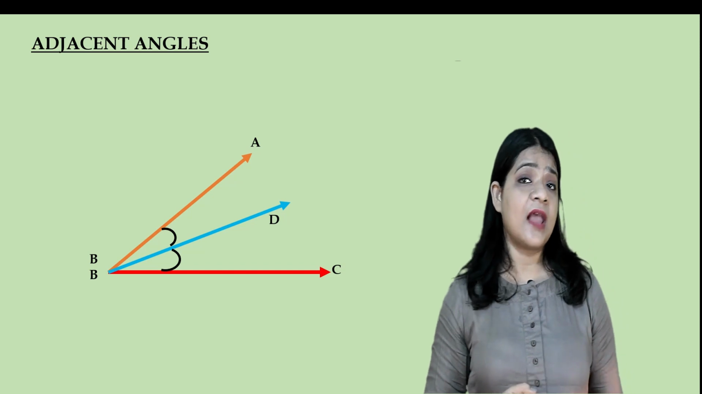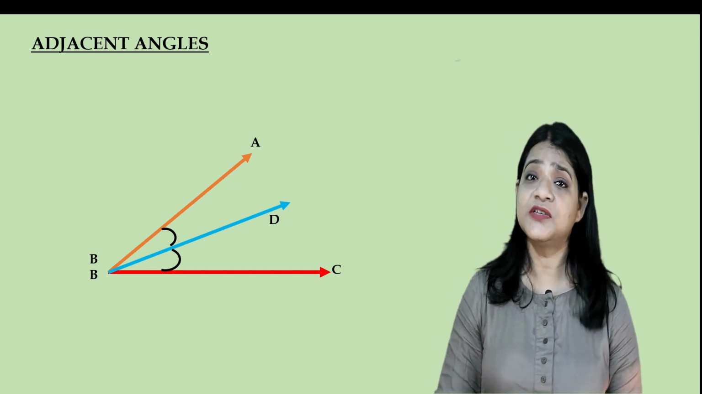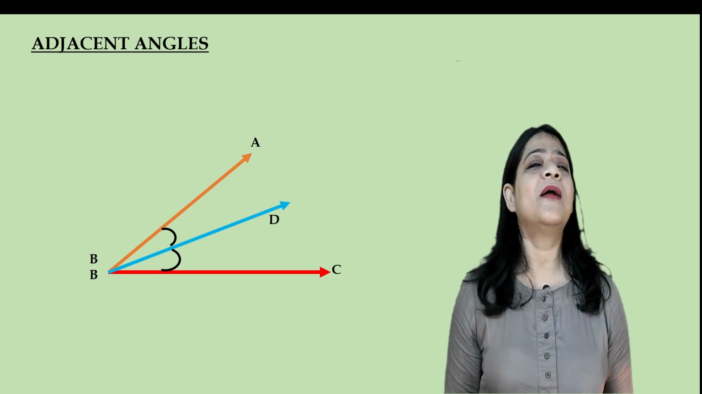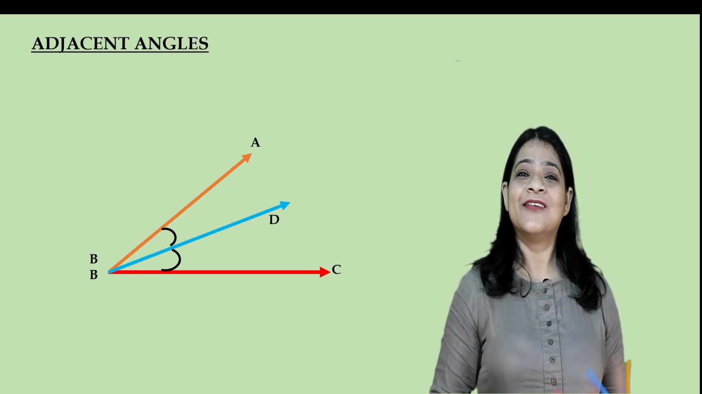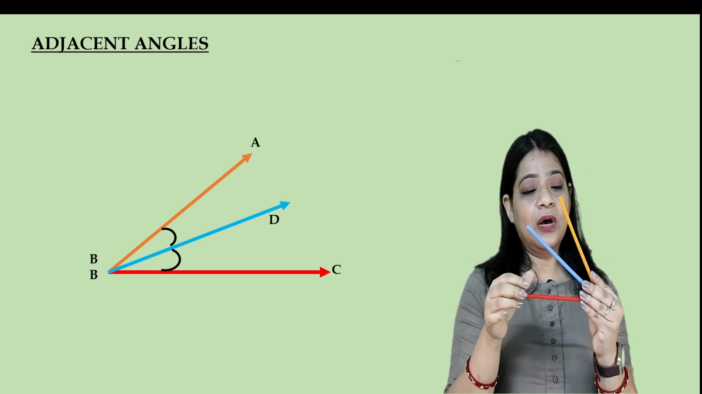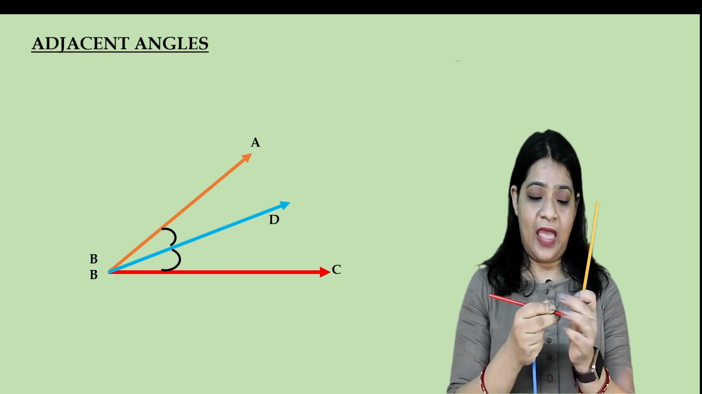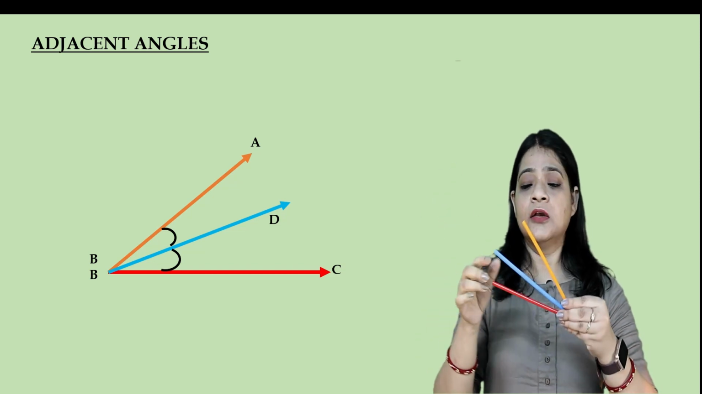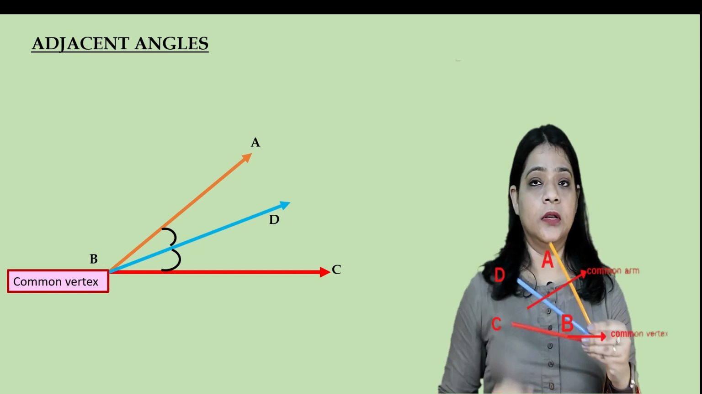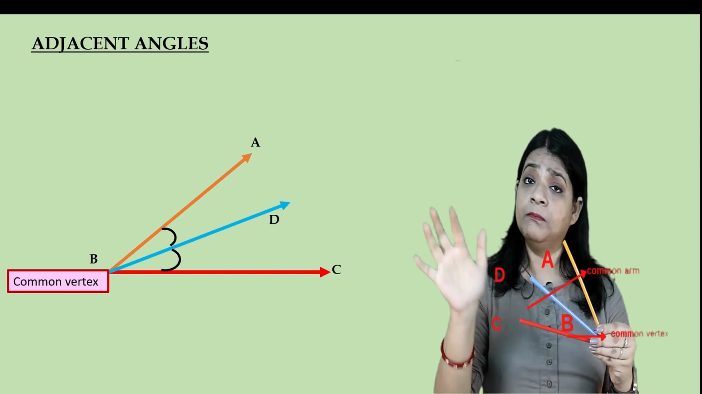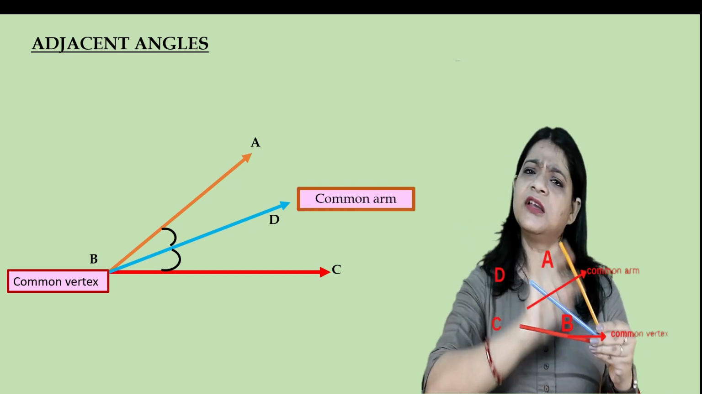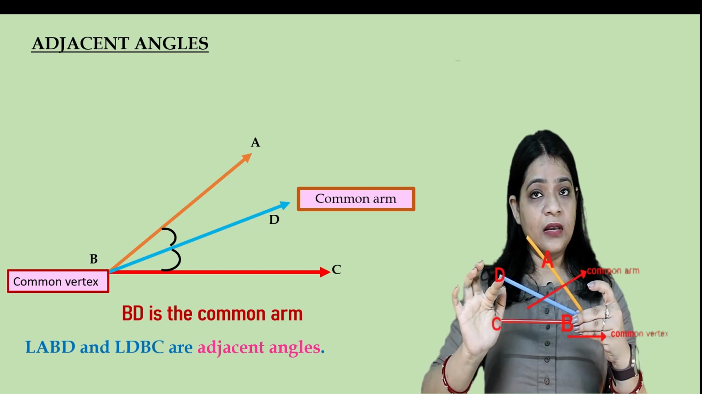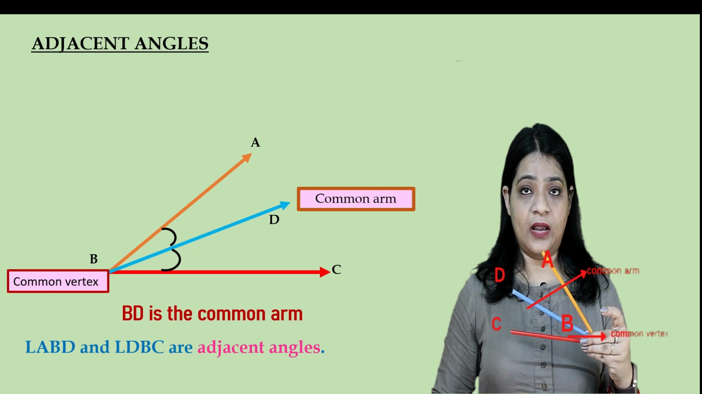Okay, now another important topic is what are adjacent angles. Going by the name, adjacent means neighbor, right? So the neighboring angles are called adjacent angles. Let us try to demonstrate it. Again we are taking one angle, and we are adding one line to this point of origin. It may not be an angle bisector, just a line. So ABD is one angle and BDC is one angle.